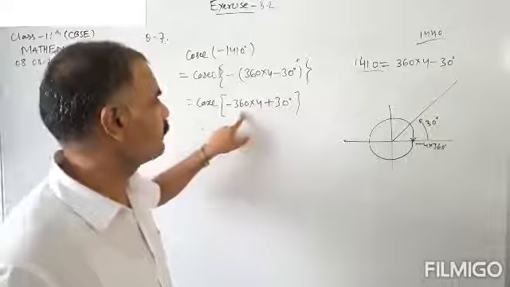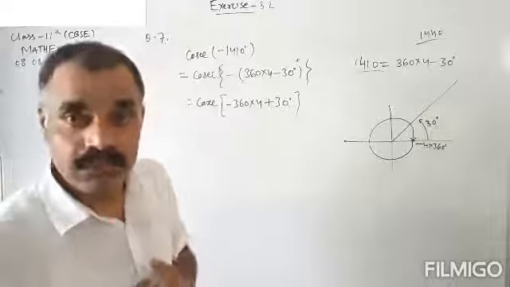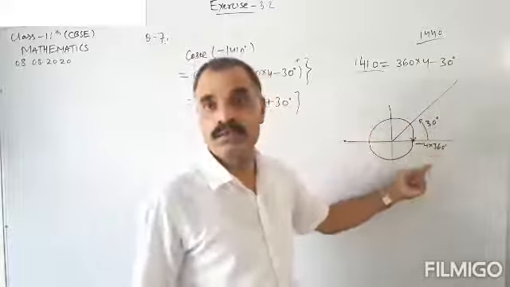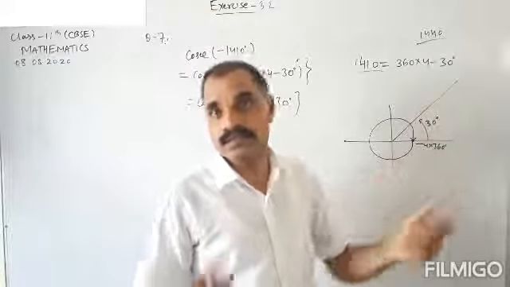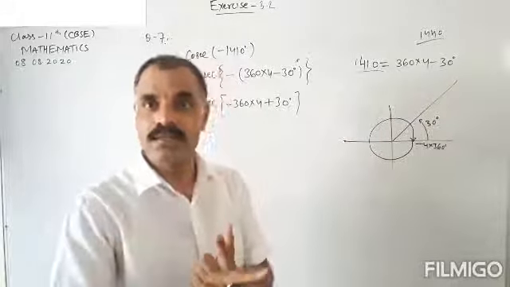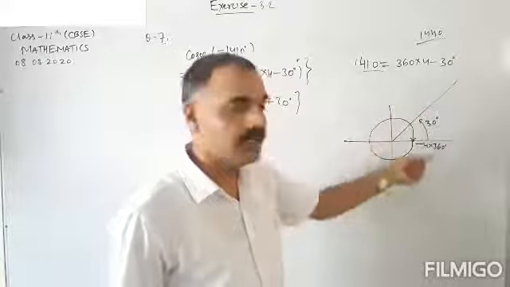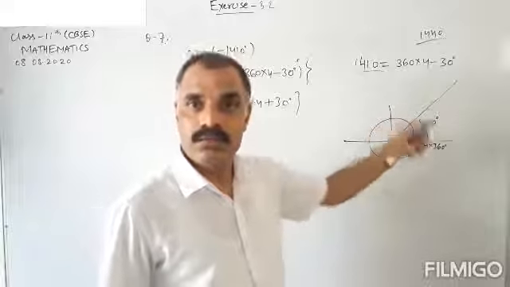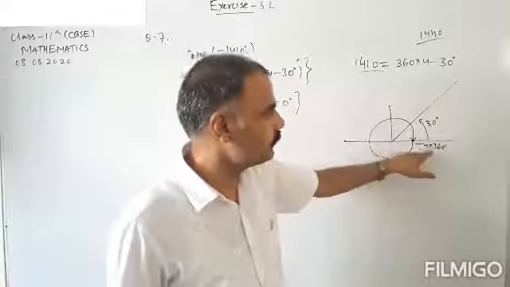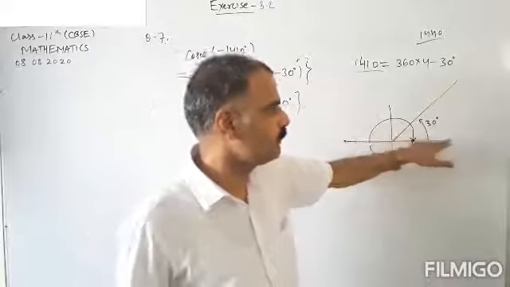This angle is negative: minus 4 times 360. It means 4 rotations in clockwise direction. 360 means one complete rotation, but the negative sign shows clockwise direction and 4 shows 4 rotations. So 4 rotations of this axis in clockwise direction. So minus 4 into 360 degree is at this point, on the positive x-axis.